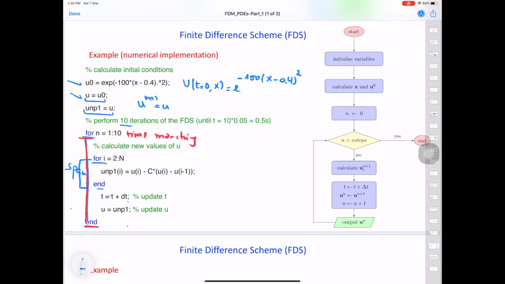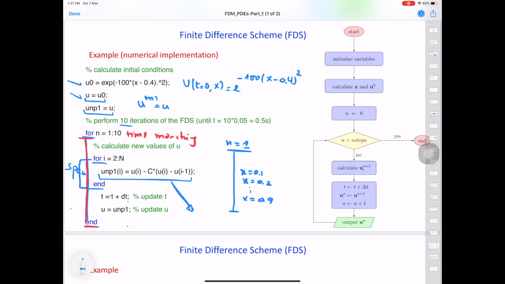Okay. So for n is equal to 1 until 10, we calculate the solution at any step. So for n is equal to 1, we iterate through x is equal to 0.1, x is equal to 0.2, all the way until x is equal to 0.9. So this is just a simple implementation of the finite difference scheme.